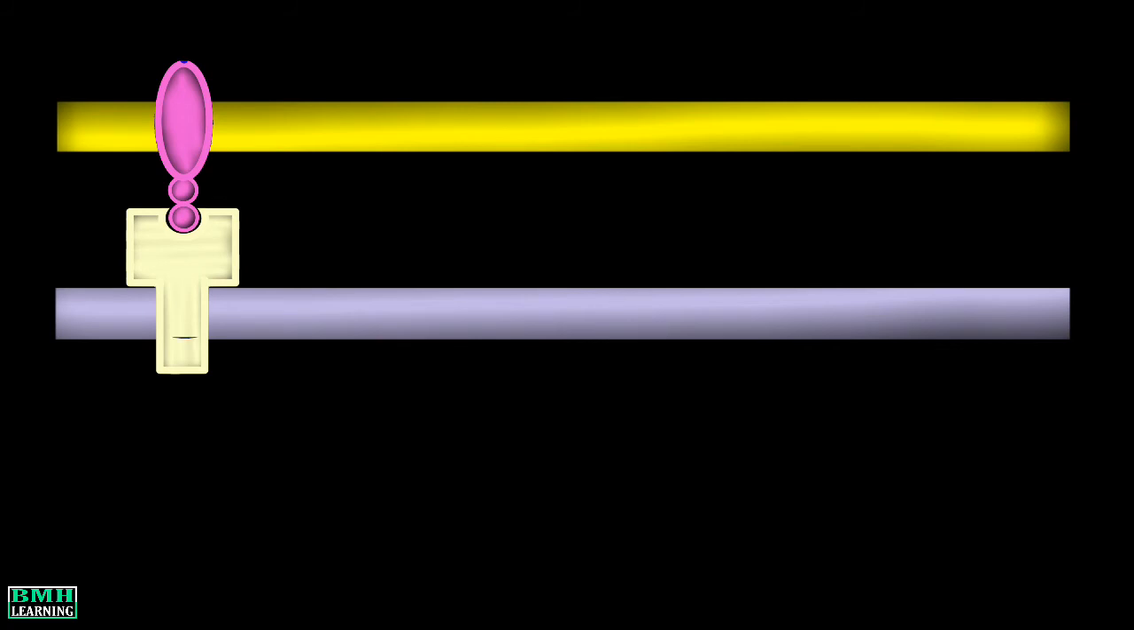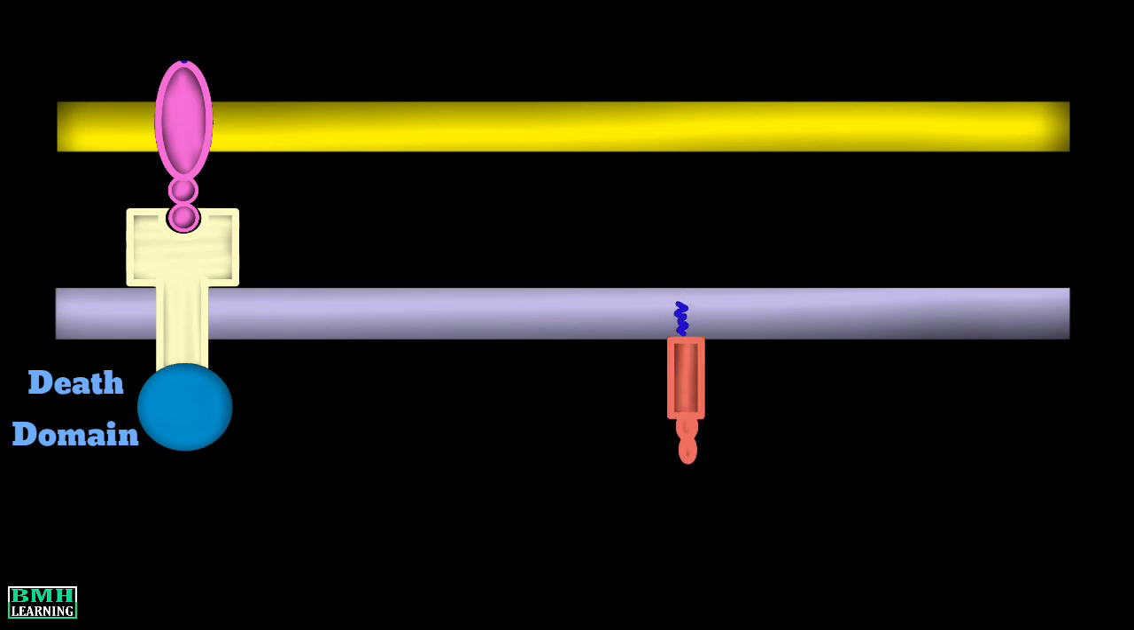Apart from this, there is a cytosolic domain which is attached to the FAS receptor, and it's called the death domain. The FAS ligand FAS receptor interaction leads to the second step, recruitment of adapter proteins, that is, FADD, FAS associated protein with death domain. Then, binding between FADD and the death domain of the FAS receptor takes place in this fashion.